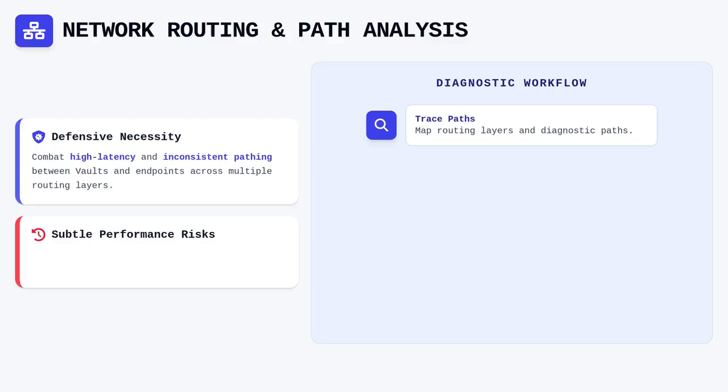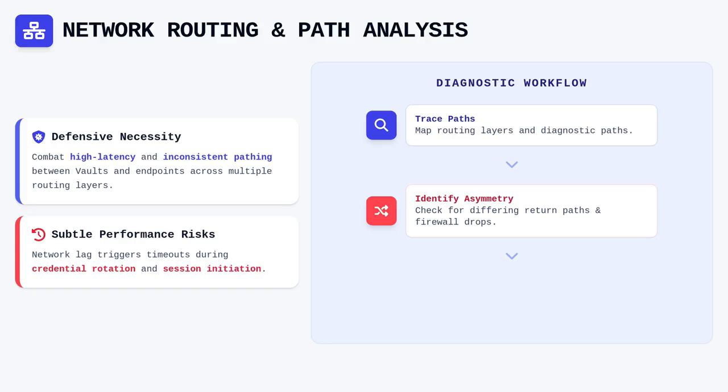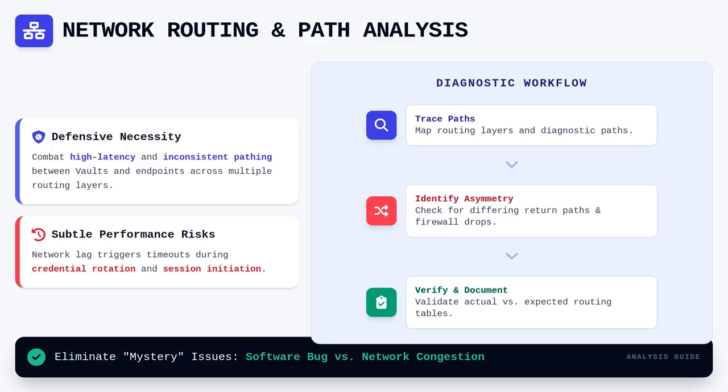You should use diagnostic tools to trace these paths, looking specifically for asymmetrical routing where the return packet takes a different path, which can lead to dropped connections in stateful firewall environments. Latency impacts are often subtle, potentially causing timeouts during credential rotation or session initiation that are difficult to correlate back to the network layer. By documenting these expected paths and verifying them against the actual routing tables, you reduce the surface area for mystery connectivity issues.